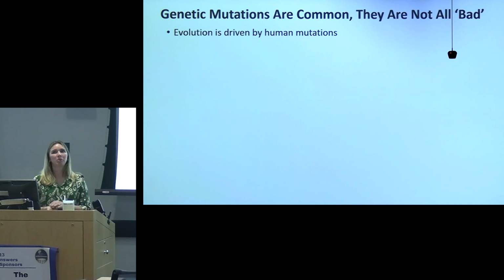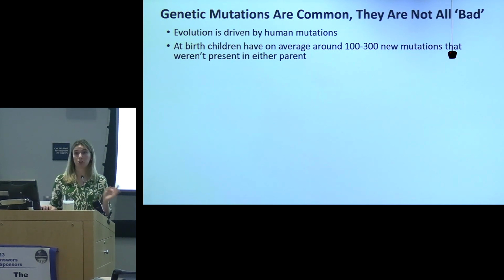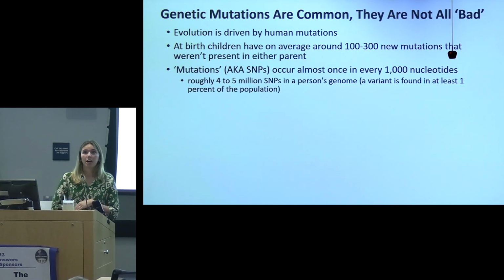As I said, genetic mutations are common. They're not all bad. Evolution is driven by mutations and changes like that. Even at birth, you will have anywhere from 100 to 300 different mutations that neither one of your parents had. This occurs frequently. Throughout your DNA, you'll have anywhere from 4 to 5 million SNPs. So if that tells you anything, that's why it's been hard to isolate a gene for HEDS.